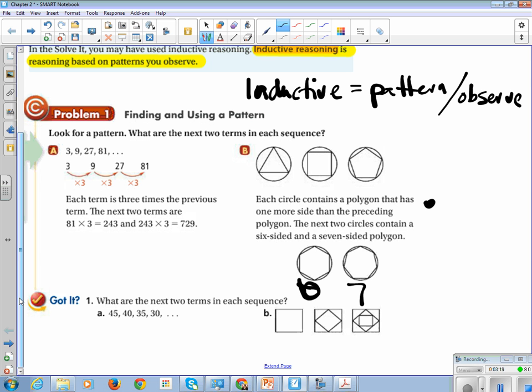All right, so now it's your turn to write this in your notes. What are the next two terms of each sequence? So we have 45, 40, 35, 30. The pattern is 25, 20. What's our pattern? We are subtracting 5 each time. Now let's look at sequence B. We have a square. We have a square with a square. We have a square with a square with a square. What's our next one going to be?